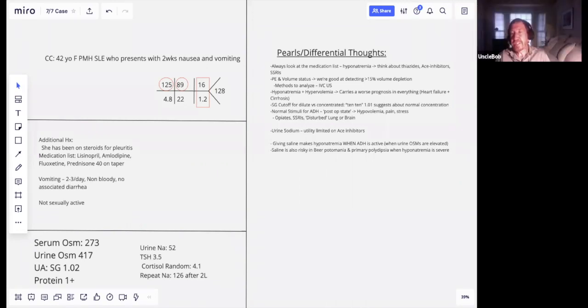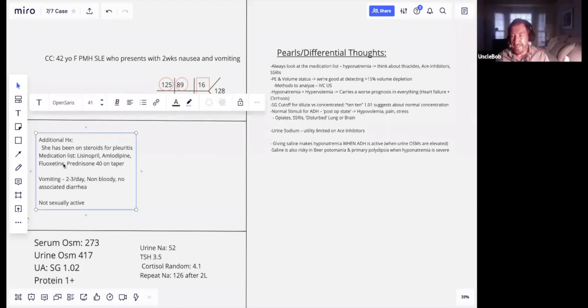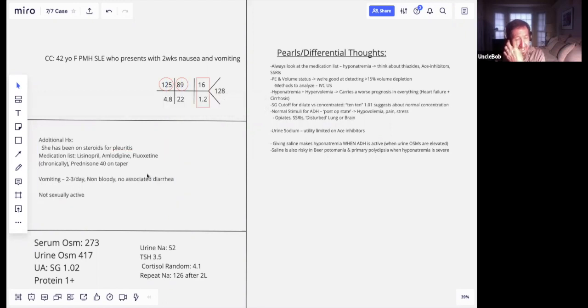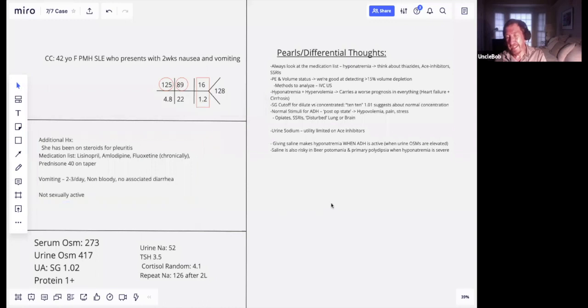So how long had she been on the fluoxetine? She'd been on it for about 2 years. So this looks like ADH to me because it didn't get better. It didn't get worse because her urine osms are 417. They're not 600. And when I give my talk, and I'm going to give a whole talk on hyponatremia, I'll explain why that happens.